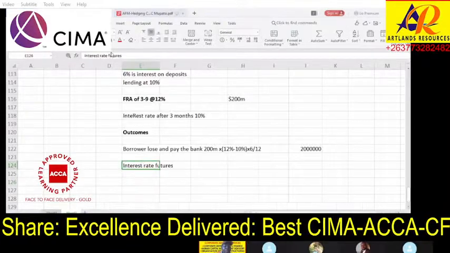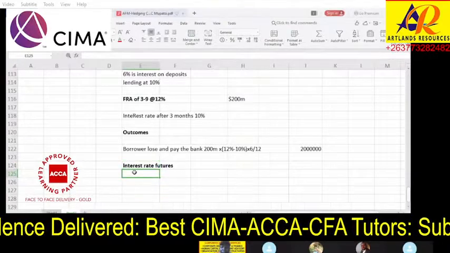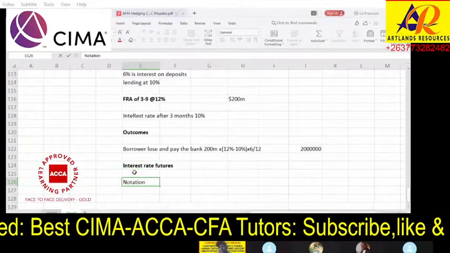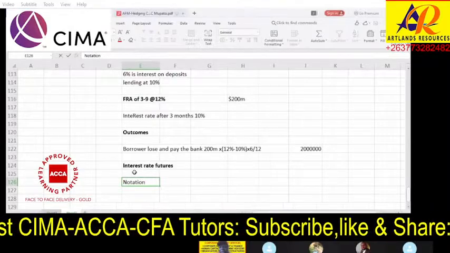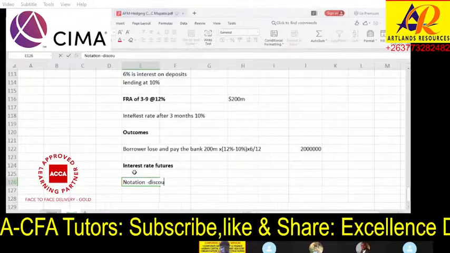Interest rate futures. Let us discuss this. The first aspect on interest rate futures is notation. By notation, we denote futures in a discount basis notation.